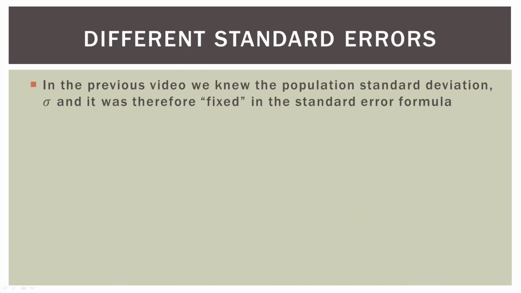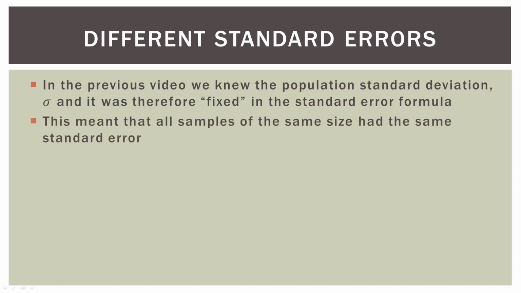So, different standard errors. In the previous video, we knew the population standard deviation, sigma, and it was therefore fixed in the standard error formula. That was sigma divided by the square root of n. No matter what sample size n we took, that sigma never changed because it was sort of a given. This meant that all samples of the same size had the same standard error, because the top of the fraction was fixed, and then we had the square-rooted sample size in the denominator. So a sample of that same size would always have the same standard error.